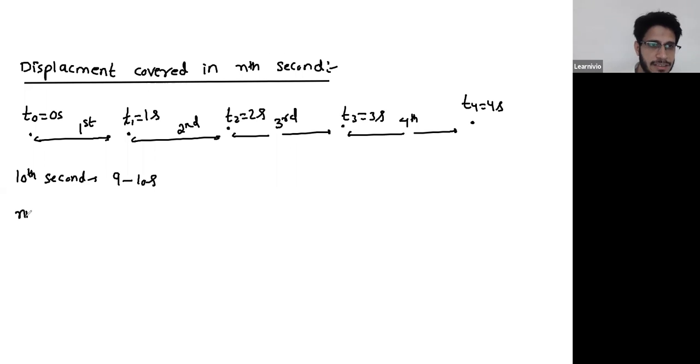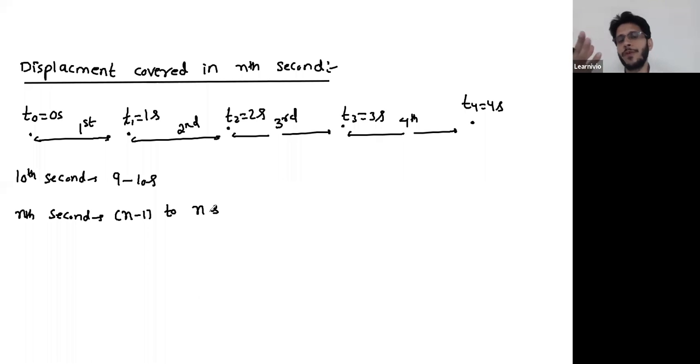If I'm saying nth second, Sania, then what is the interval? nth second means n minus 1 to n seconds. Is that right? Yes. What is the fifth second, Sania? Which interval is fifth second? It's 4 to 5. 4 to 5 seconds.